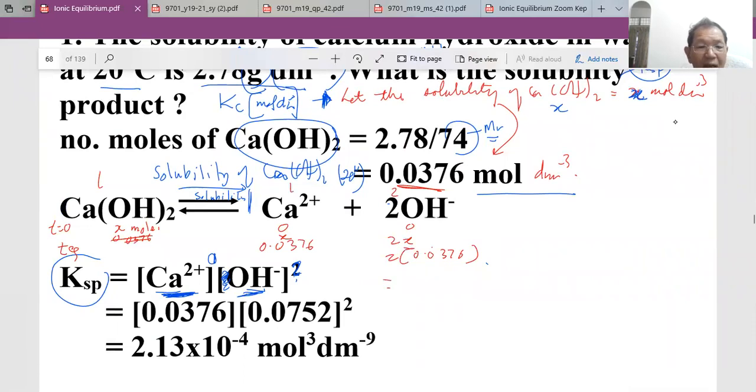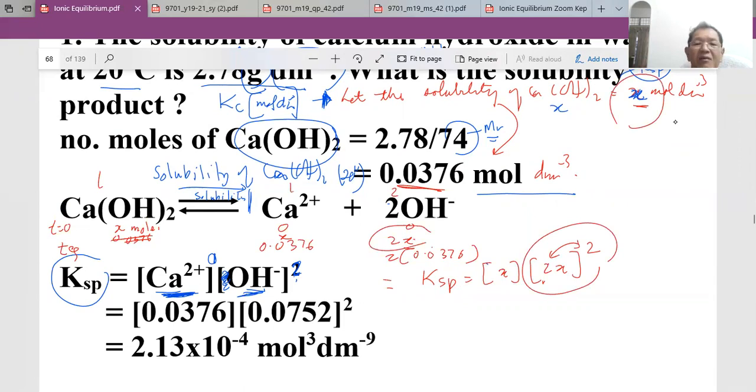So actually, in calculations, your Ksp is equal to what? X times 2X to the power 2. So the 2 and 2 here must be there. Otherwise, if you leave out the X, the 2, you die. I tell you, you fail. Make sure you put this here, because you're going to put inside here and then inside here. So there are 3 points here: 1, 2, and 3. Otherwise, you make a mistake.